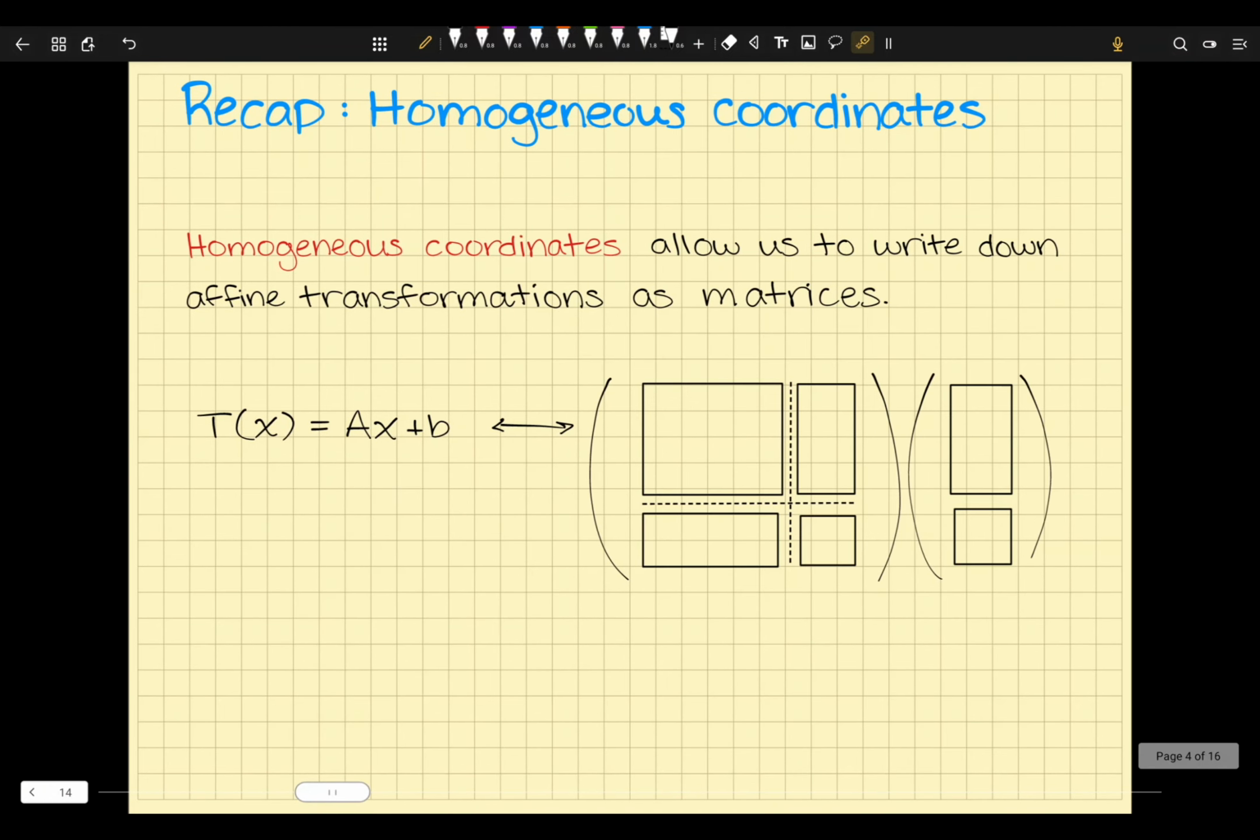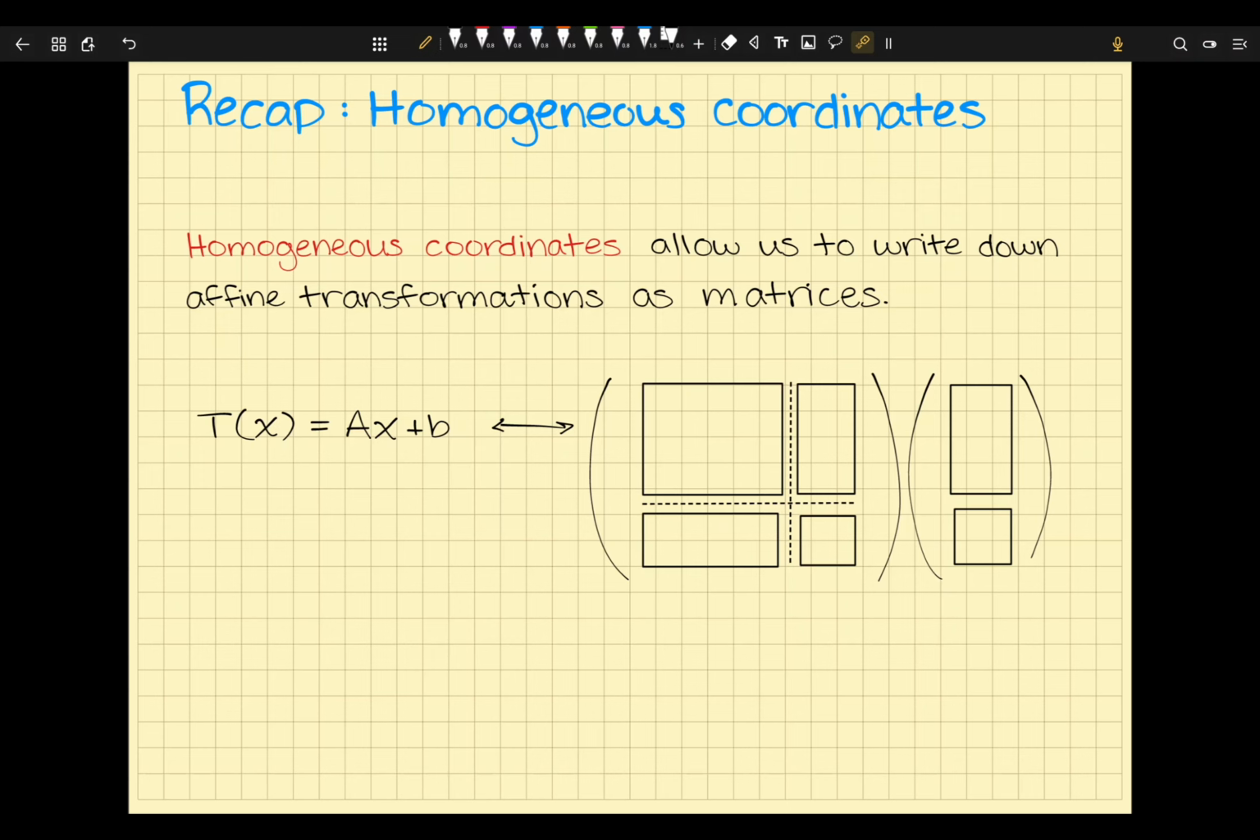Okay, just a short recap of what we were discussing last Thursday so that we can remember how our affine map class works. So we discussed homogeneous coordinates. And homogeneous coordinates allow us to write down affine transformations as matrices. And this was kind of surprising because an affine transformation in general is not a linear transformation. So why should we expect to be able to write it down as a matrix?